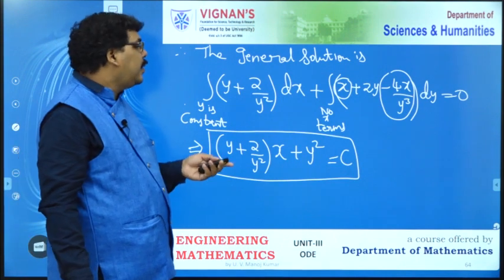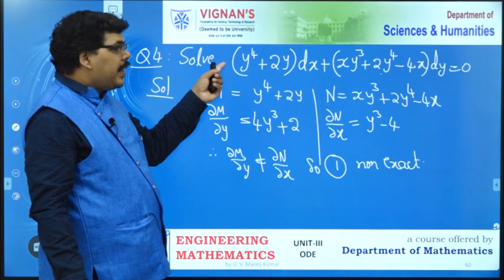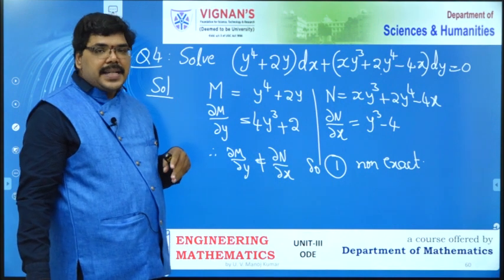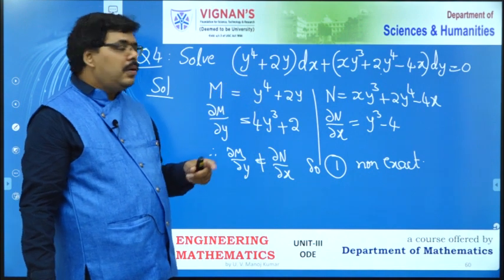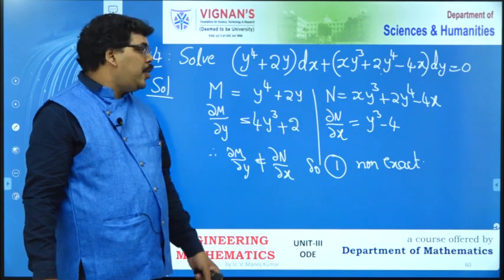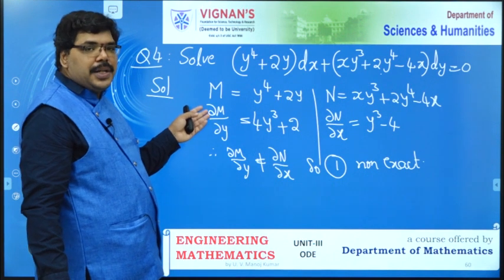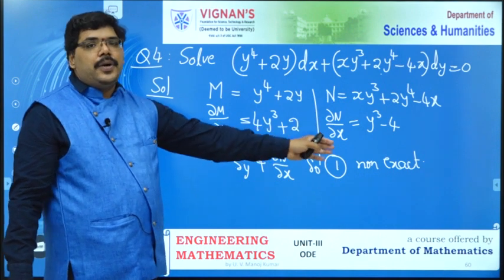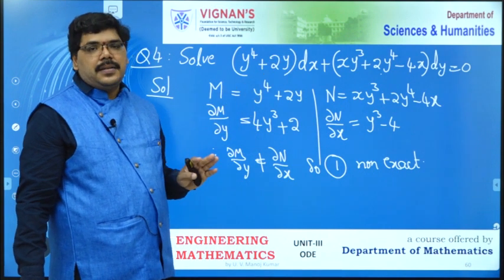So let us see once again. We were given a differential equation. We want to solve this using exact or non-exact methods. Compared with M dx plus N dy equals 0, the M value is y power 4 plus 2y, and the N value is xy cube plus 2y power 4 minus 4x. To check the condition dou M by dou y equals dou N by dou x, we calculated dou M by dou y and dou N by dou x. Both are not the same. Therefore, this equation is non-exact.